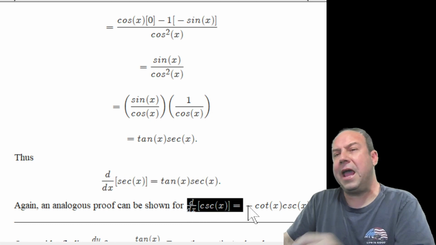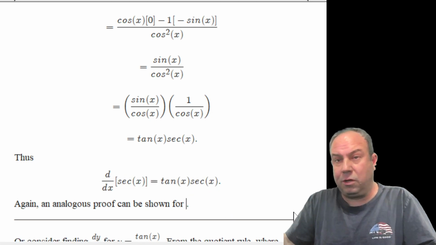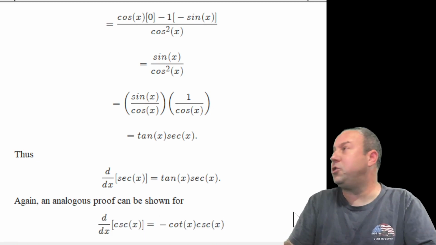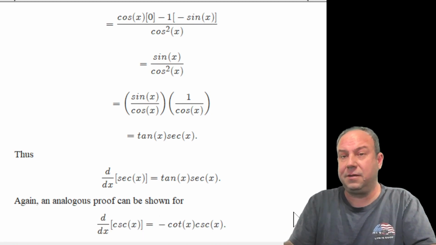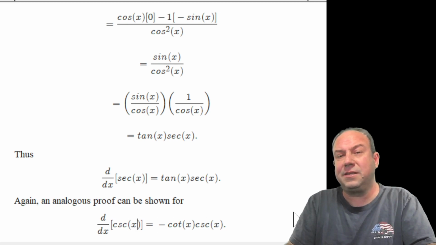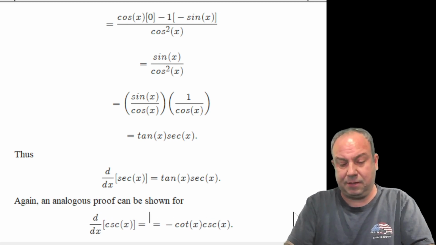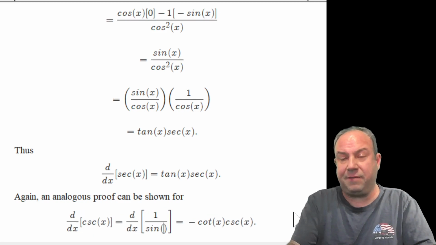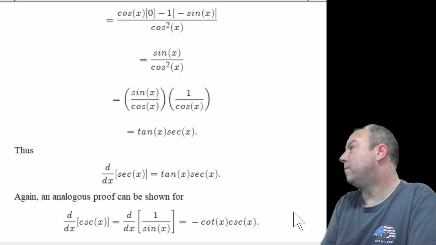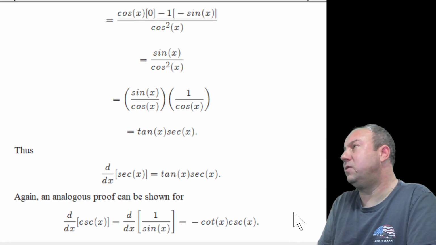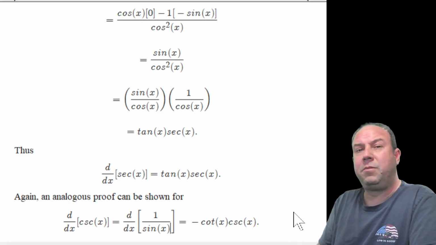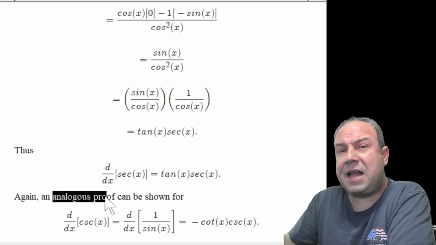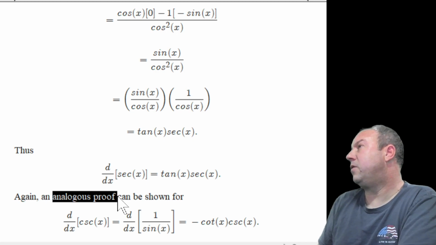And an analogous rule can be shown for the cosecant of x, since the cosecant of x is 1 over the sine of x. So we might as well highlight that in the notes here. We can show a very similar proof, what's known as an analogous proof. Very similar looking proof.